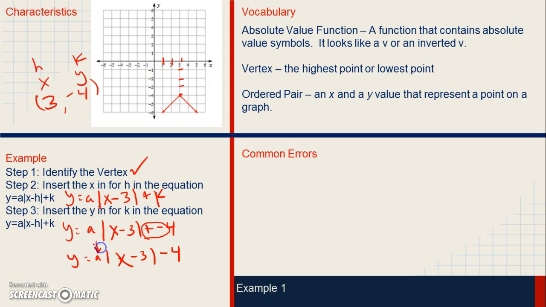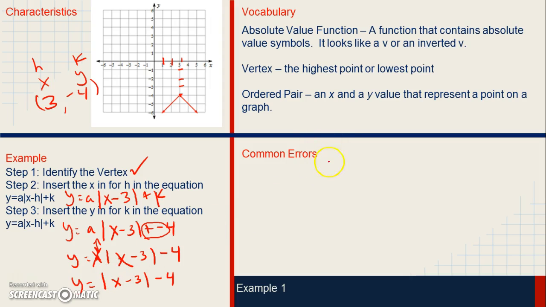This a right here we'll use later. We don't need it right now, so I can remove that. And what I would type into the computer is just y equals absolute value bar, x minus 3, absolute value bar, minus 4. The absolute value bar is right above the enter key on most computers.